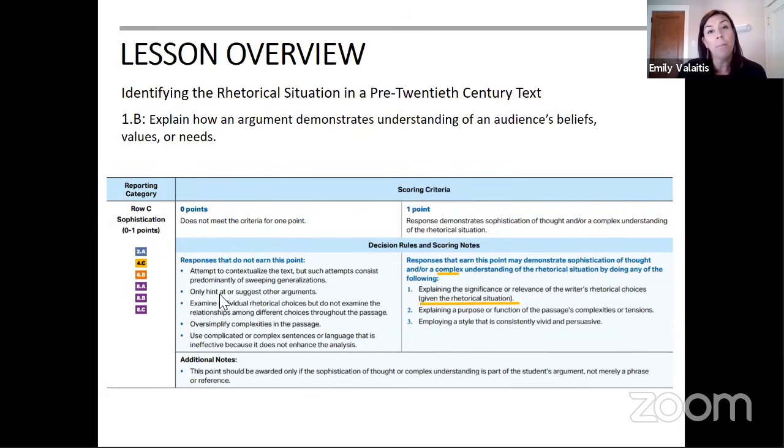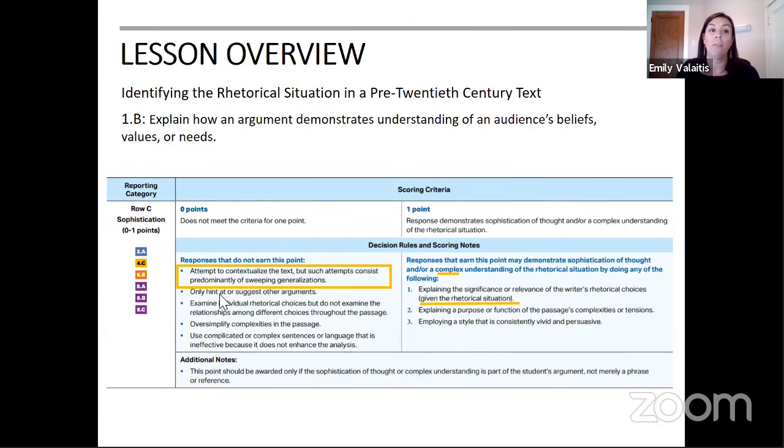You can see here, because of that, you have to have a complex understanding of the rhetorical situation. So a lot of students, if they are trying to contextualize, if they are trying to address the rhetorical situation, they tend to do it in very broad, sweeping, generalized ways, that it's not specific, it's not nuanced, it's not incredibly complex.